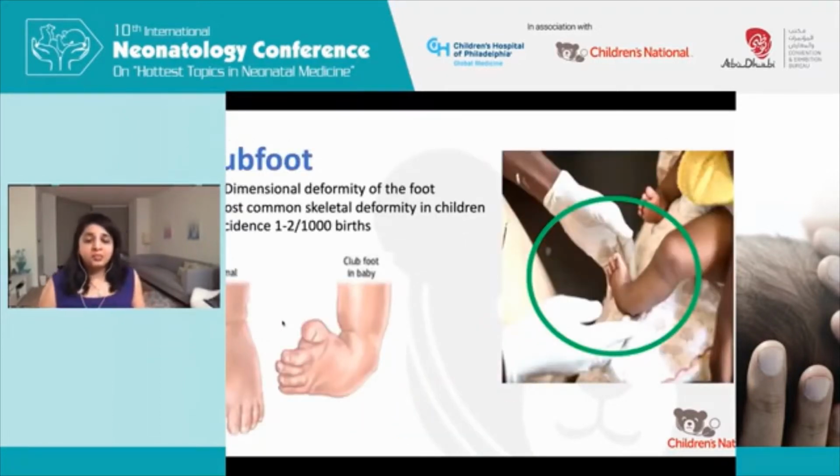So I'd like to talk to you about pediatric clubfoot. It's a three-dimensional deformity of the foot, which appears at birth. It happens in utero for reasons that we don't know. And what happens is, as you can see in this picture here, the baby's foot is, instead of being straight like this, turned inward and upward. It's actually the most common skeletal deformity in children, and it has an incidence of 1 to 2 per 1,000 births.